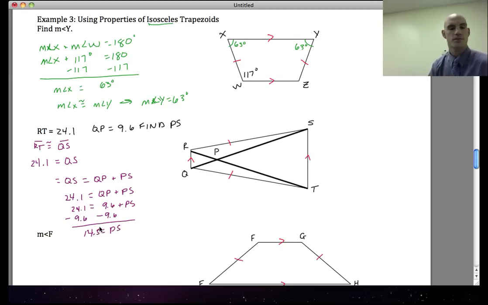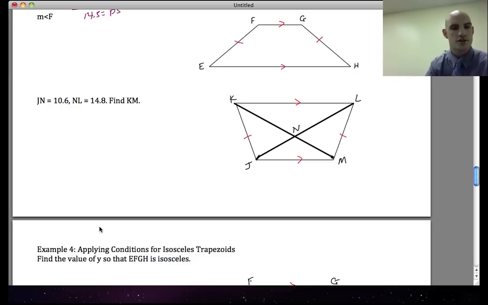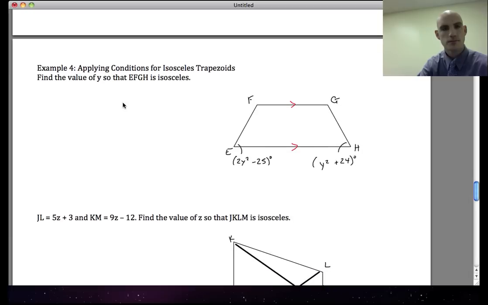We did those two. I would like for you to find the second two. Now, I'm going to write in some additional information here. We need to find the measure of angle F. Well, the measure of angle F we're going to find knowing that this is 49 degrees. And we're given information here that JN is 10.6, NL is 14.8. I want you to find KM. Okay, you try those two. We will talk about those two in class.